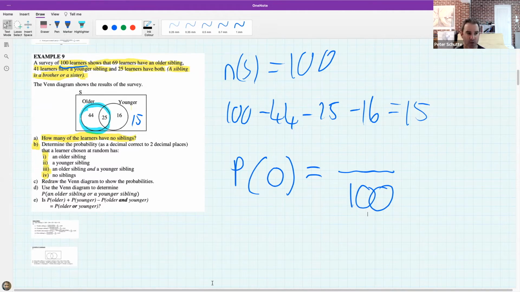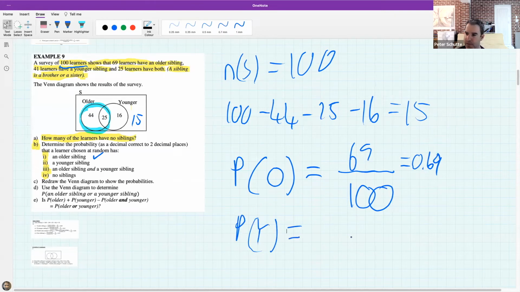What is favorable for my question? An older sibling. Well, in the group, there are 69 people who have an older sibling. And so it would be 69 over 100 or 0.69 or 69% chance. So it's quite likely that you'll choose someone who has an older sibling. Okay, so that one is done. What about the probability of having a younger sibling? What's that going to be? I'll look at the chat. I don't want to steal your thunder.